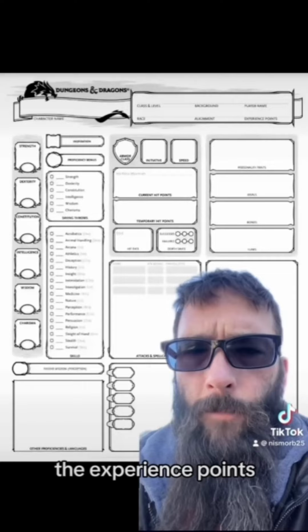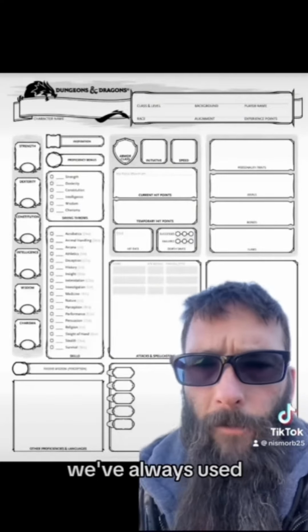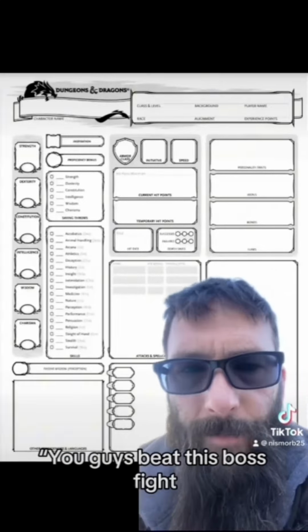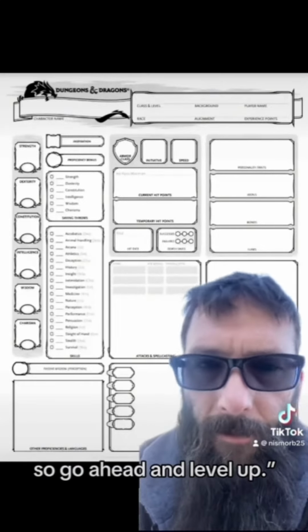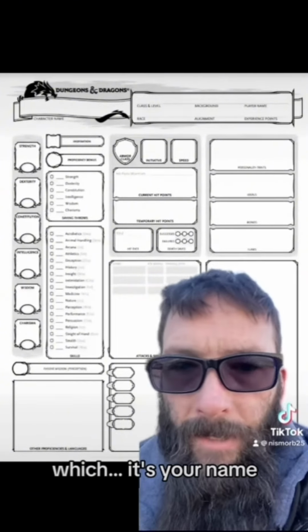The experience points. I haven't played in a game that uses experience points. We've always used milestone progression. You guys beat this boss fight, so go ahead and level up. Last one is the player name, which is your name.